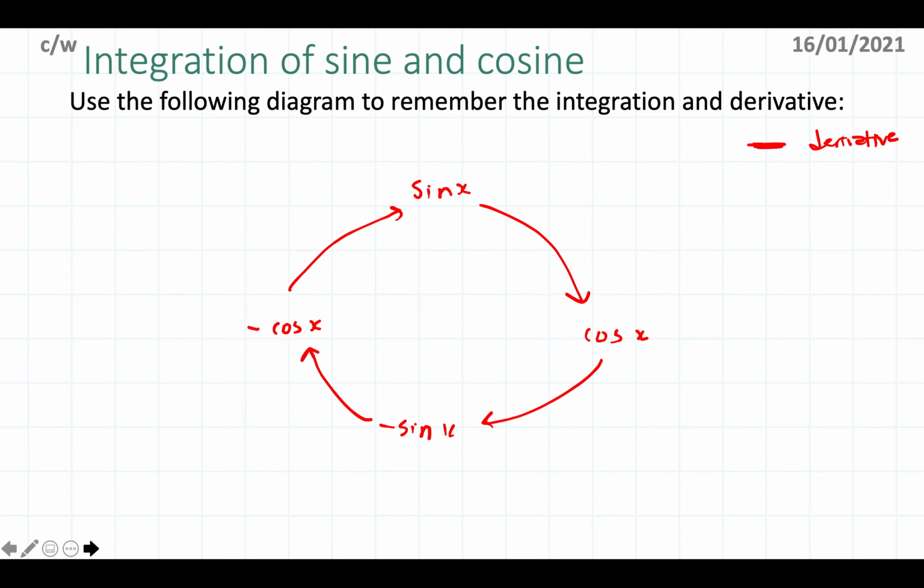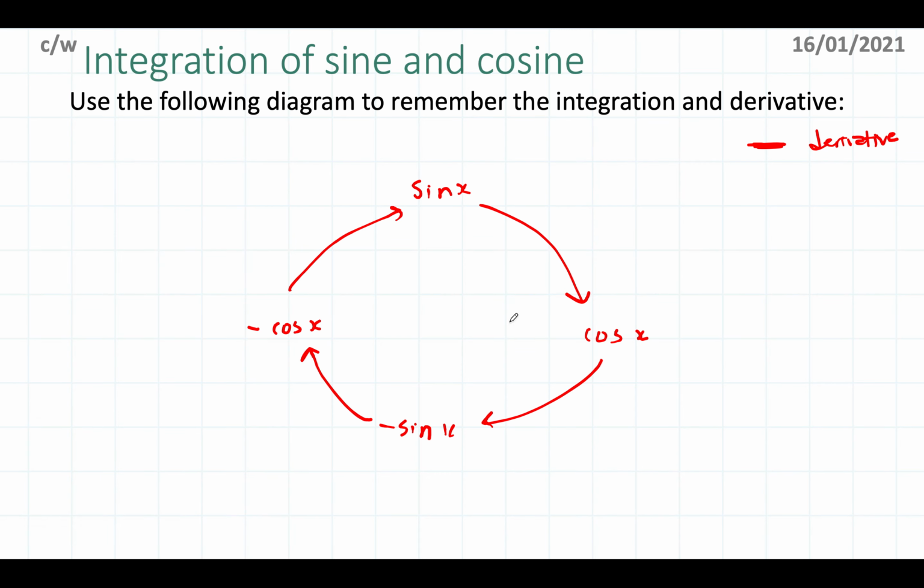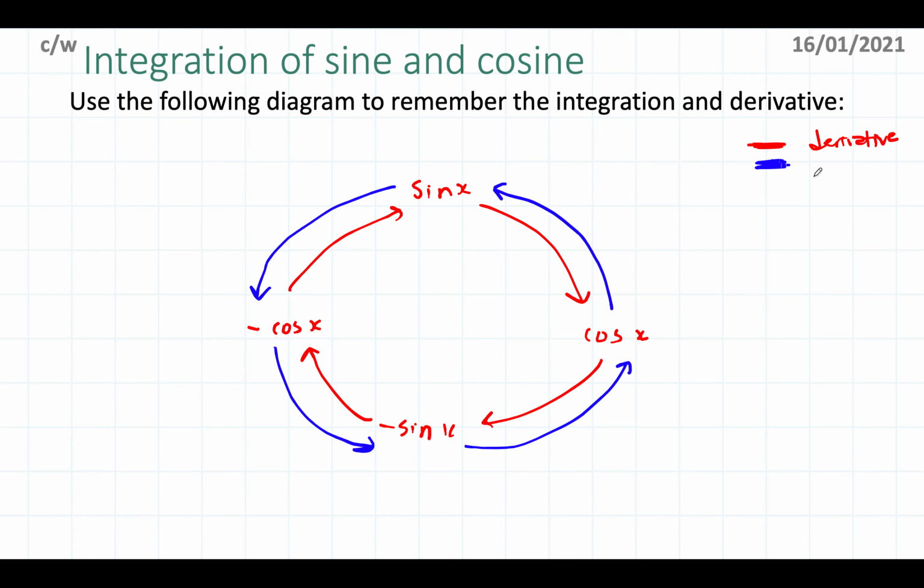Integration is basically the antiderivative, so what you're doing is just going backwards. The integration of sine is negative cosine, the integration of cosine is sine, the integration of negative sine is cosine, and the integration of negative cosine is negative sine. So this diagram is quite helpful. It's good to write the derivatives and then reverse them in order to know the integration.